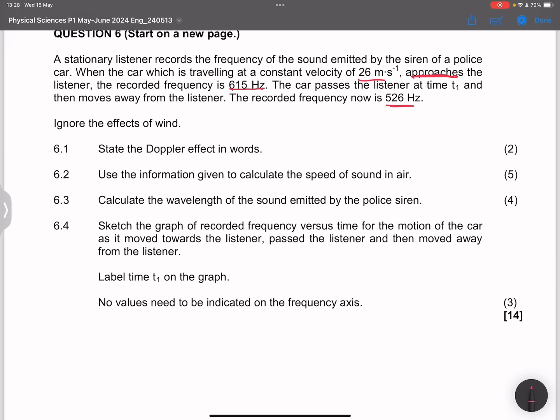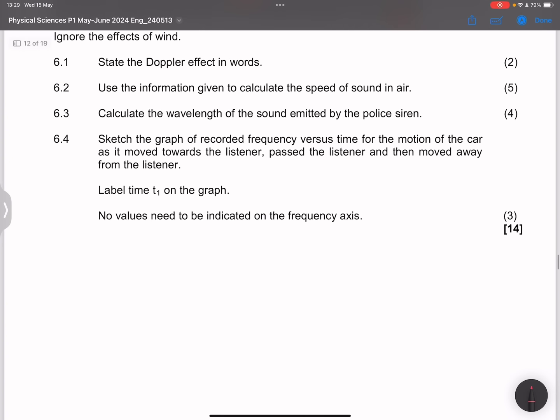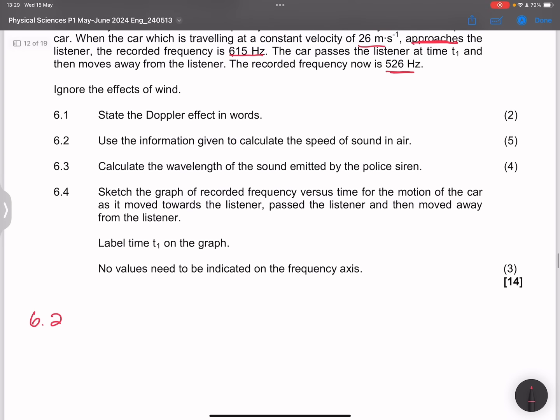So they say to us, state the Doppler effect in words, okay? So please remember that definition for the Doppler effect. I'm just going to skip that and say they say to us, use the information given to calculate the speed of sound in air. Now, what I've noticed is that a lot of the times, people tend to get these calculations incorrect because of just the mathematical gymnastics involved, right?